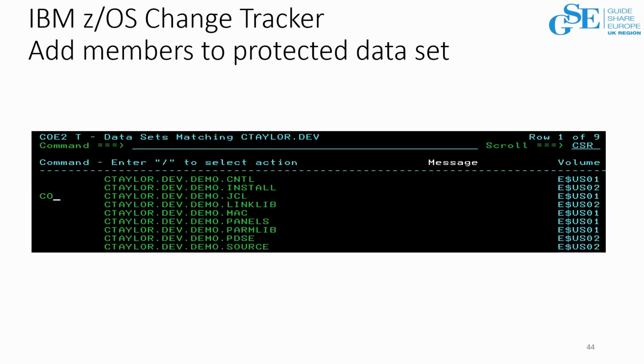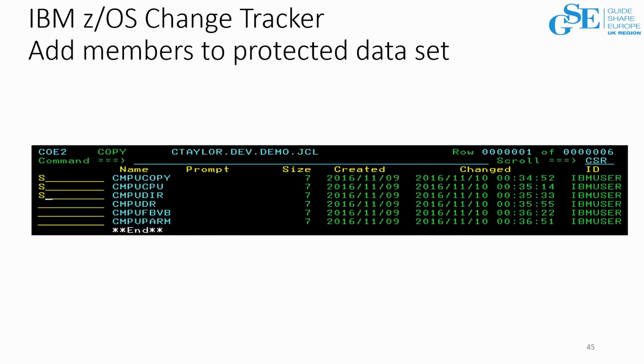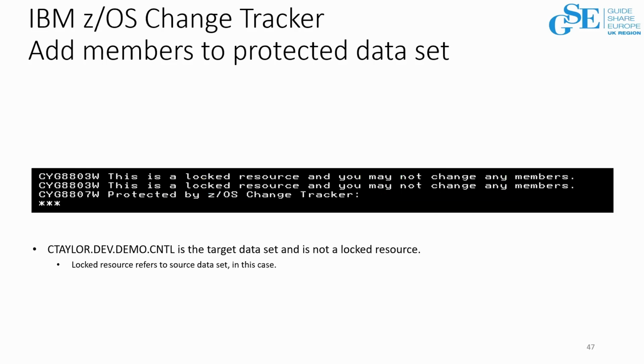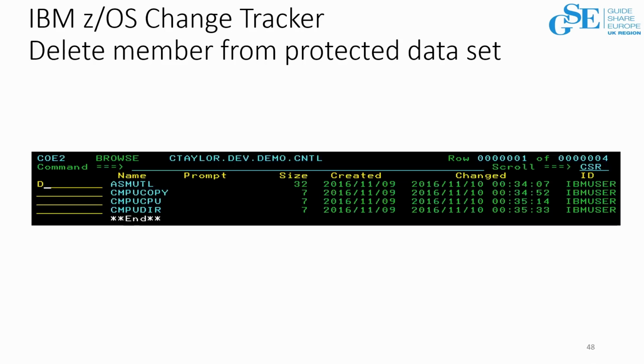So taking a step back, how do I copy members into a protected data set? This is not a locked data set, so I can select members as we've seen. I can move them into a data set. Now, the interesting thing in this particular case is that the source data set is a locked data set, but the target data set is not locked, so you are allowed to do that. So you get messages to say where you're copying from is a locked data set, but I'm actually going to be copying it into just a protected data set, and that is allowed, but will still be monitored. I can then, for example, delete the member from a library.